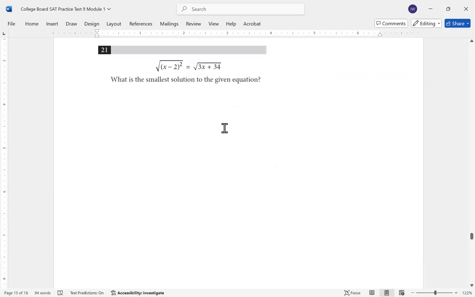Question 21. What is the smallest solution to the given equation? There's a number of ways to solve this given equation, but I'll show you one of the ways to do that. The first thing I'm going to do is, since each side is underneath a positive square root, square both sides. When I do that, I end up with x minus 2 quantity squared is equal to 3x plus 34.